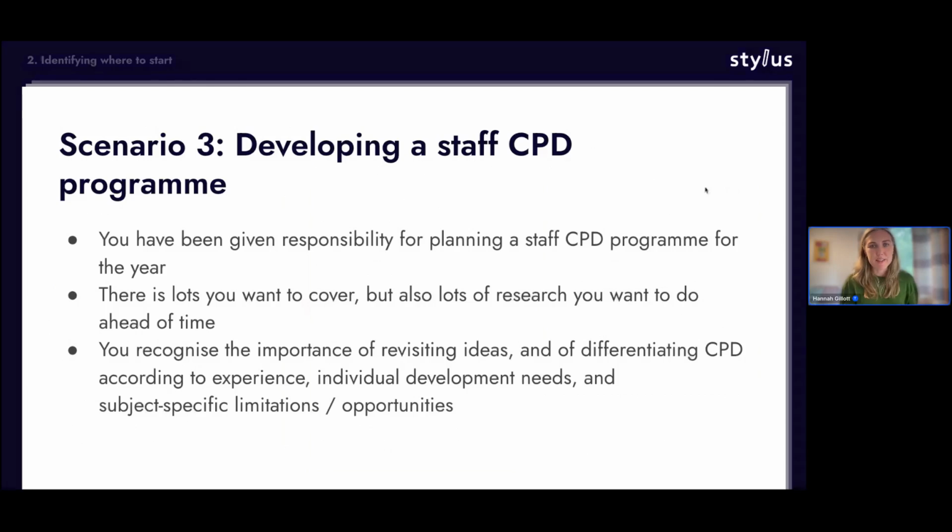Then finally, developing a staff CPD programme. So if you're planning staff CPD for the whole year, you've got tons you want to cover, you've got research you want to do ahead of time, but you also know that doing a new thing every week is no good. You want to revisit ideas, you want to start to differentiate.